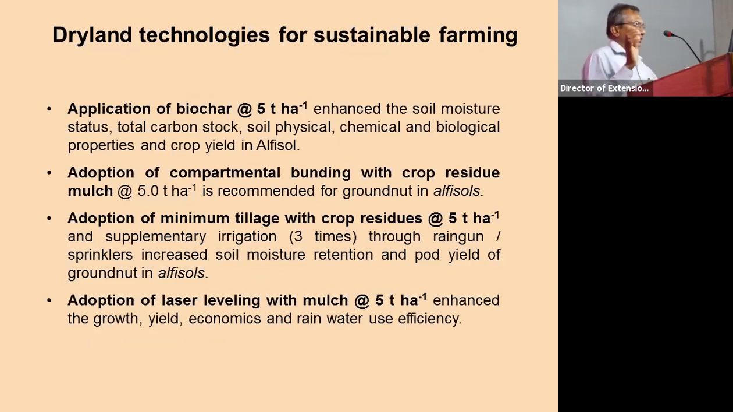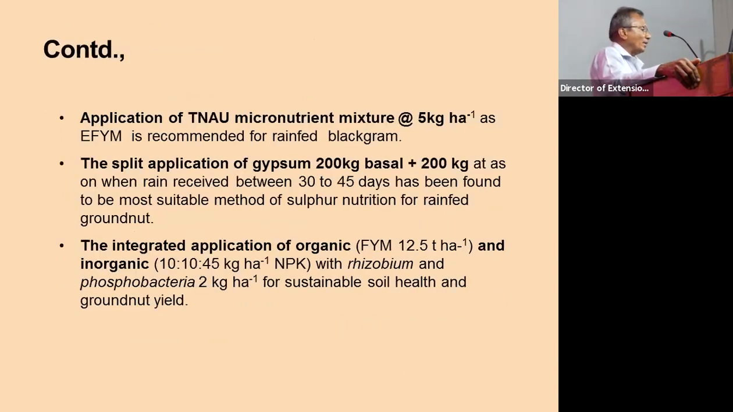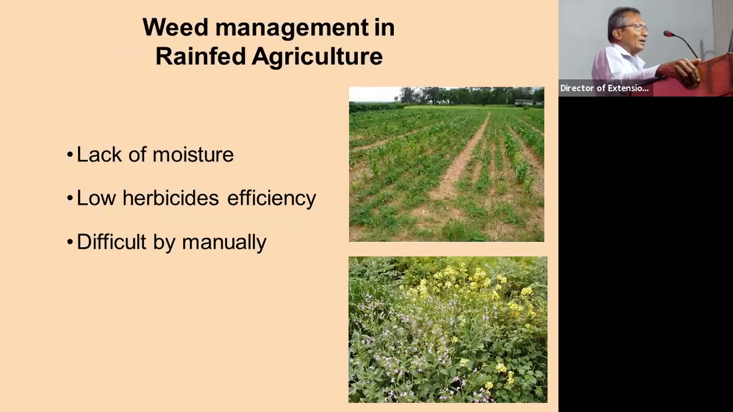So, dryland technologies for sustainable farming, I will skip this slide. There are many possibilities. Biochar, we can apply, compartmental bunding, minimum tillage, laser leveling of the field, and TNAU micronutrient mixtures are recommended, split application of gypsum, and integrated application of organic plus inorganic fertilizers. These are some of the management technologies prescribed for specific crops and specific situations by the Tamil Nadu Agricultural University. And the next important area I want to cover here is weed management in rainfed agriculture.